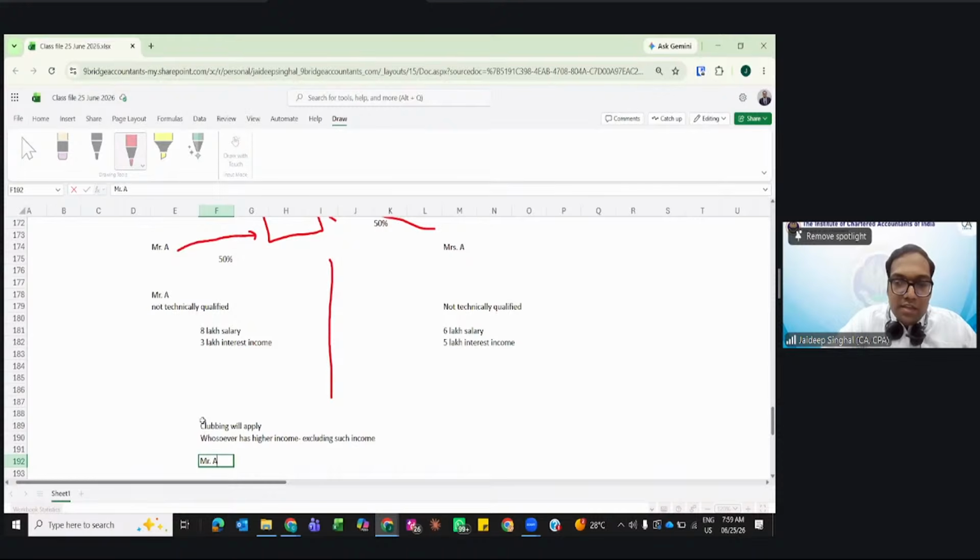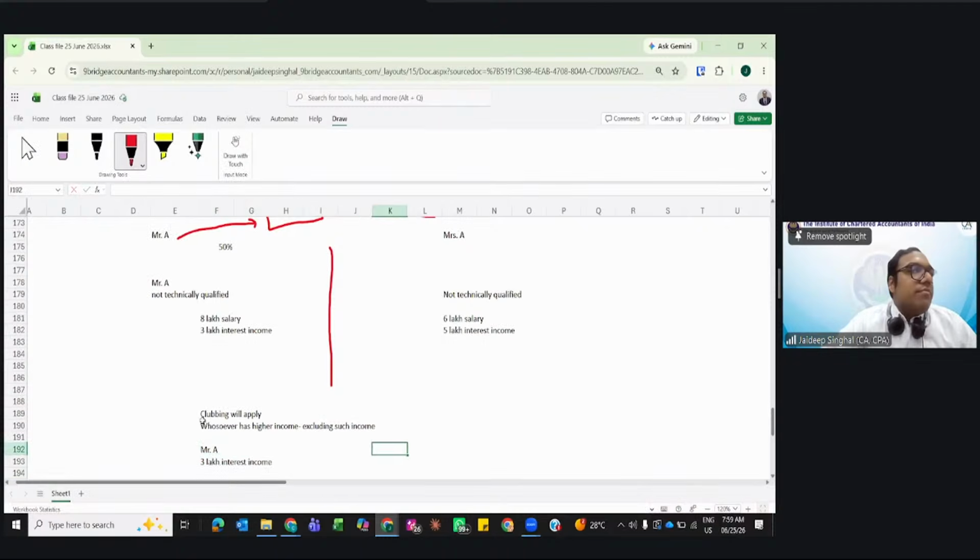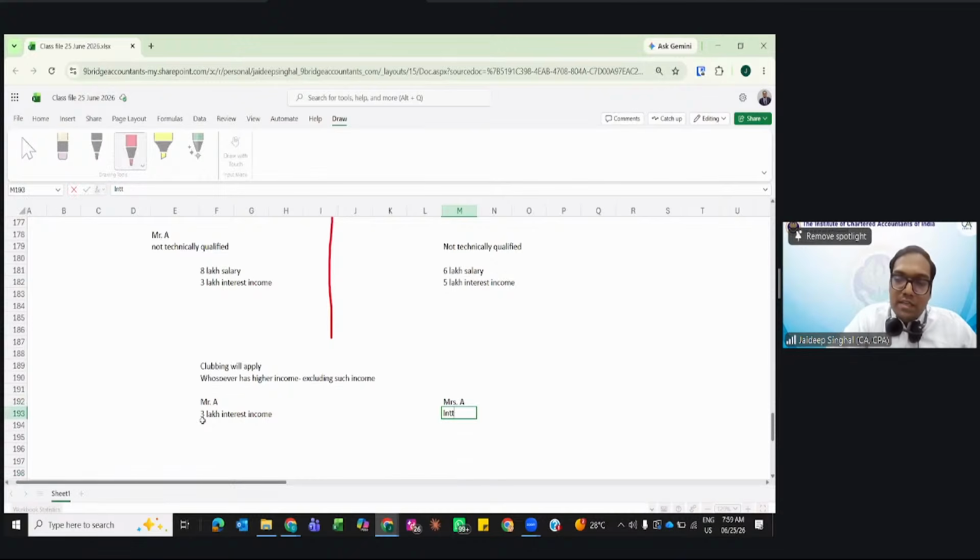Now, Mr. A is having 3 lakh of interest income. Mrs. A is having higher income excluding such income. Mrs. A is having 5 lakh of interest income. There's a salary income, how much? 6 lakh, right? Now Mr. A's salary will also be clubbed here. 8 lakhs.